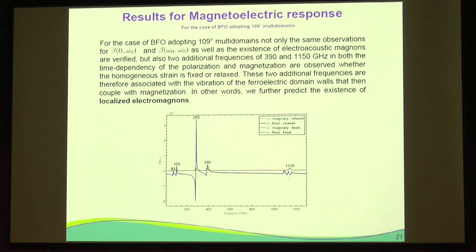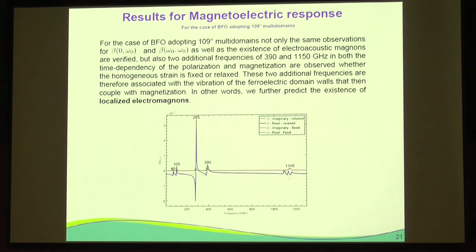But whether you clamp or unclamp the strain, these two peaks are still there. And the only difference between the two simulations is that this one is the case of multi-domain. So we could conclude that these two vibrations are due to the existence of the domain walls and vibrations of the domain walls. So that's why we propose to maybe call these two types of vibrations localized electromagnons.